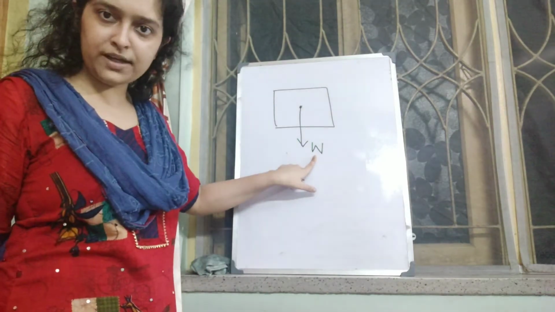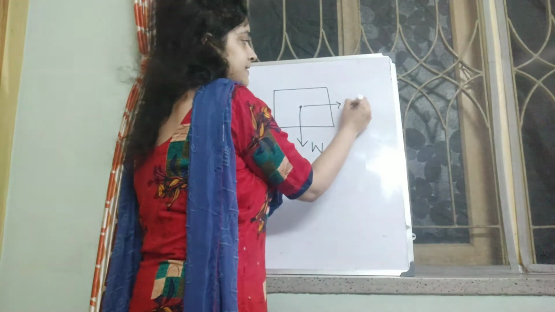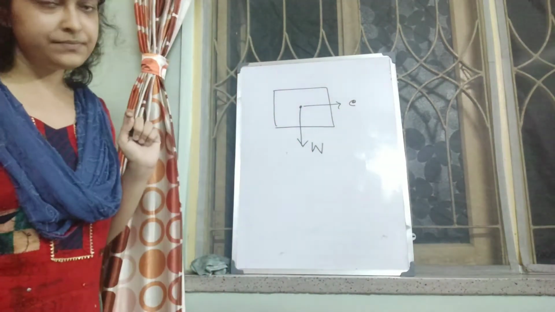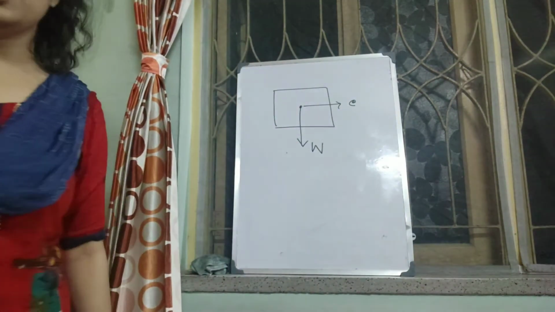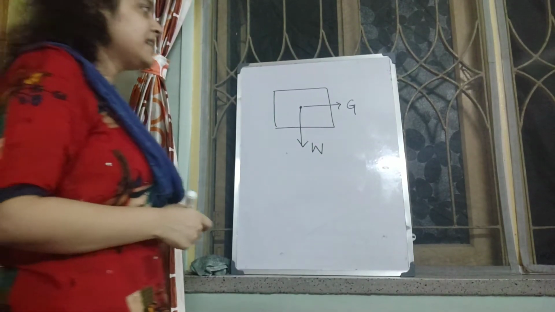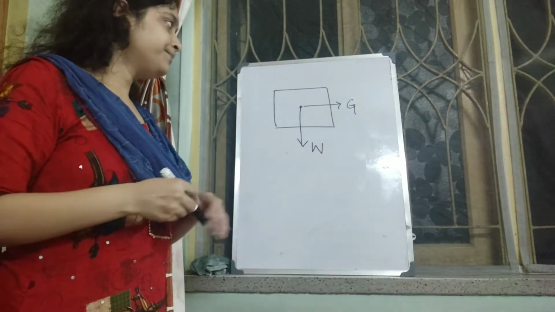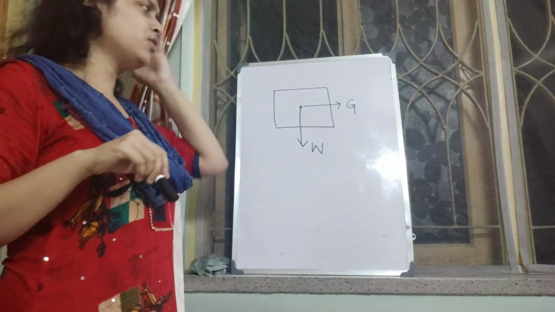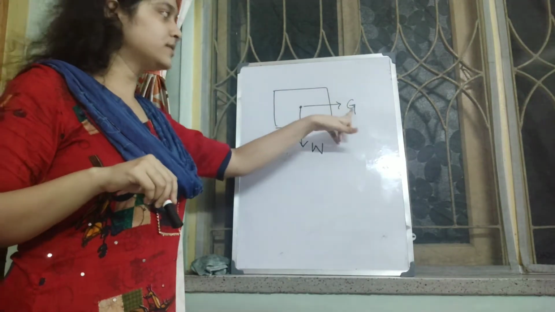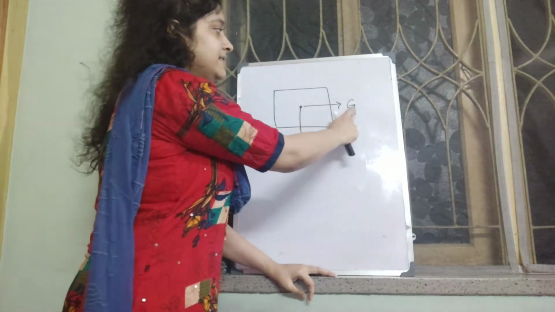W is the weight of the body acting downwards. So what is that point called? Center of gravity, right? We denote it as G. I think previously I have shown it as C, but since we are using two, G and B, the center of gravity is denoted as G.